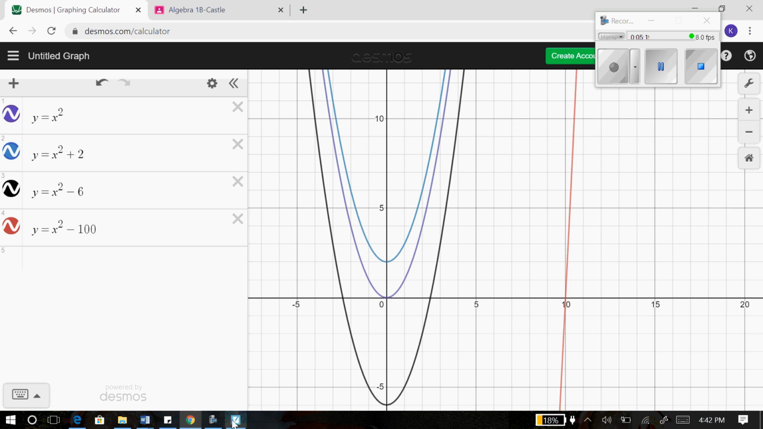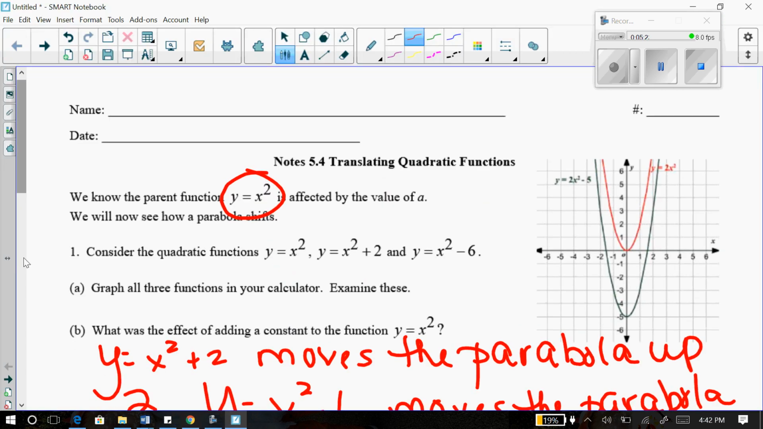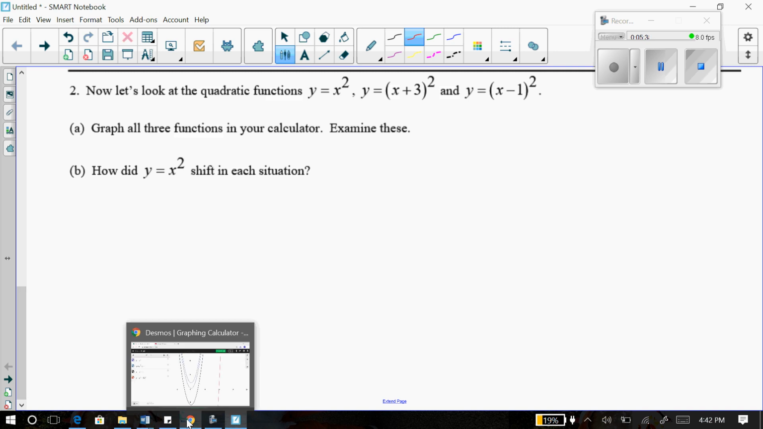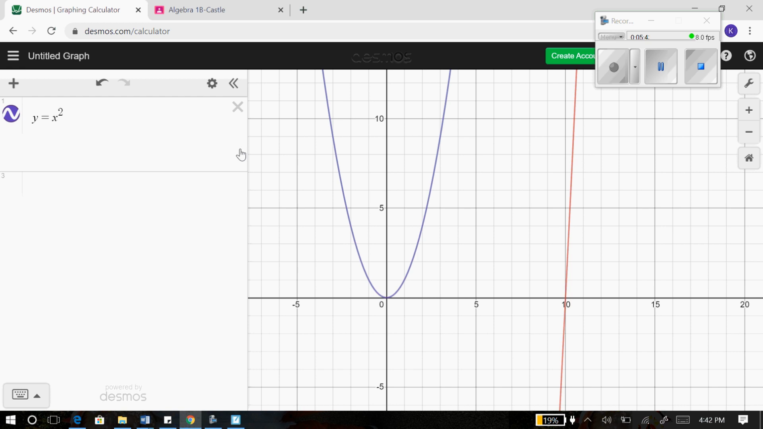All right, let's try another one. Ignore that drawing. Let's go to number 2. Let's look at the functions y equals x squared, y equals x plus 3 squared, and y equals x minus 1 squared. So graph all of them in your calculator. All right, let's get rid of these. So I still have y equals x squared.